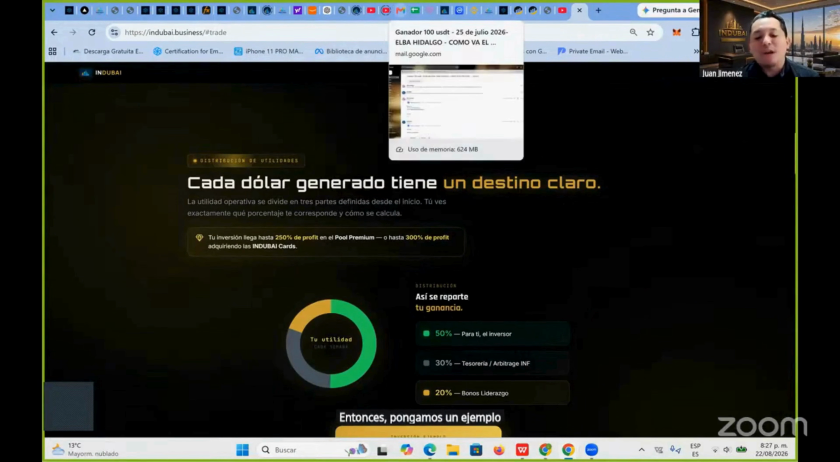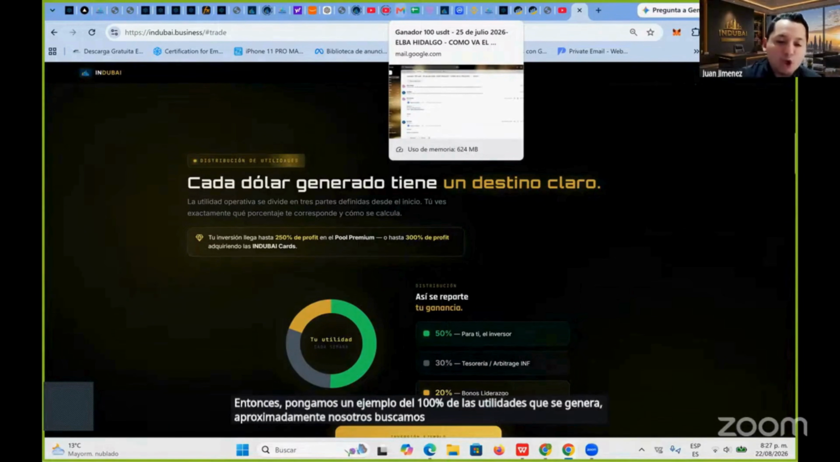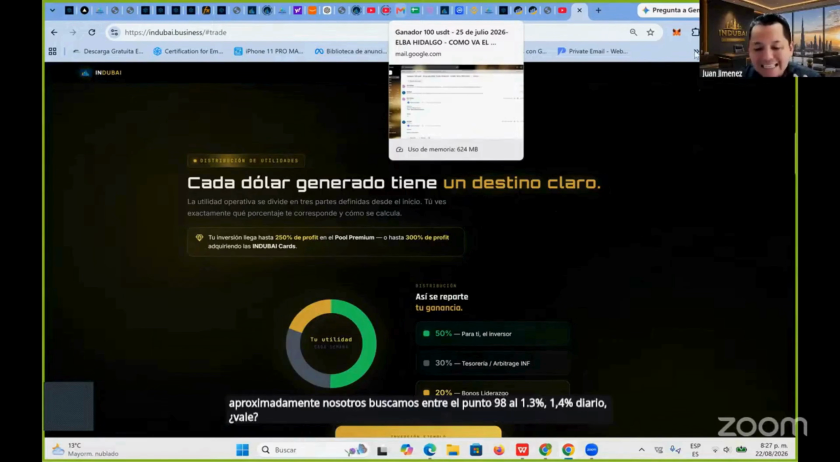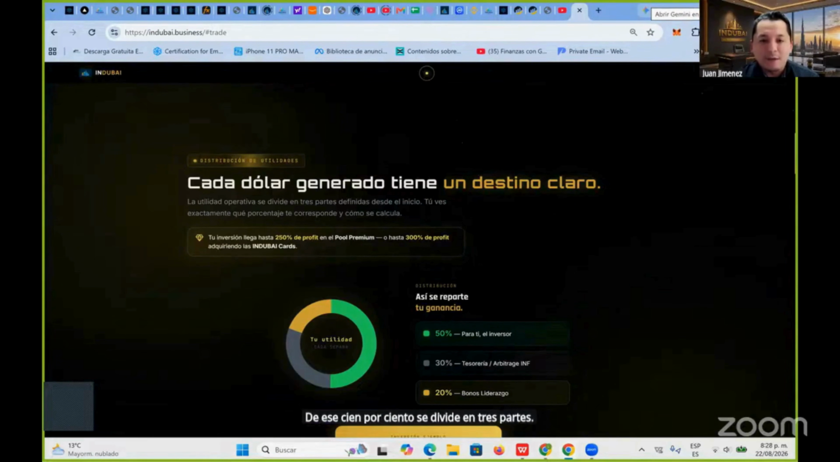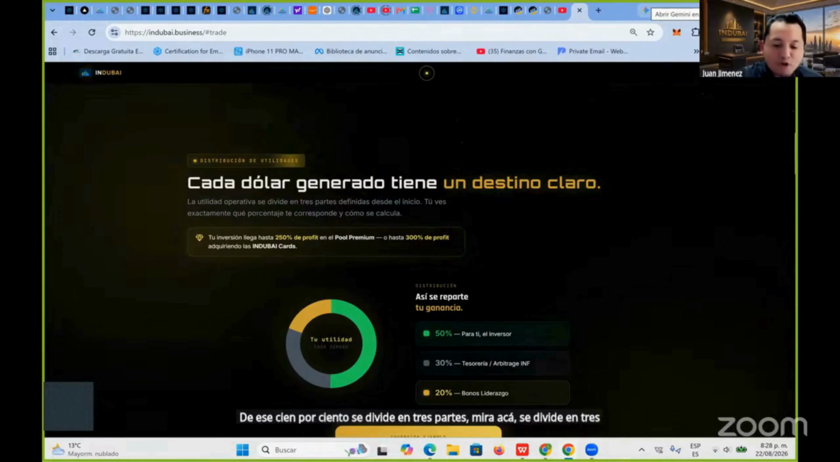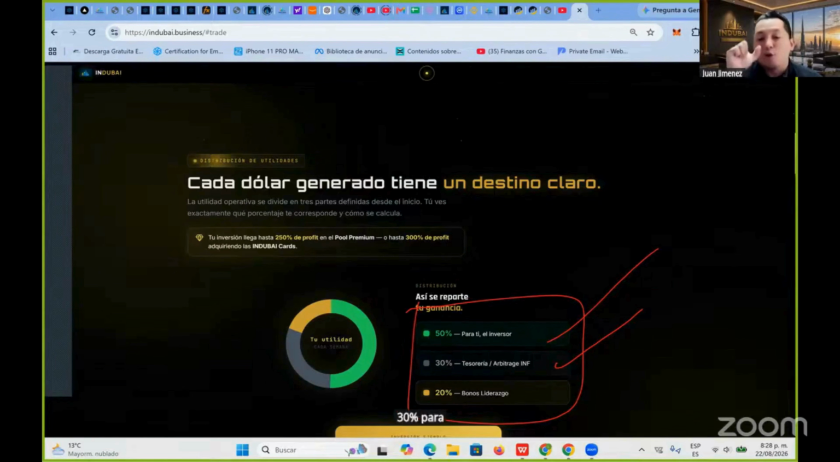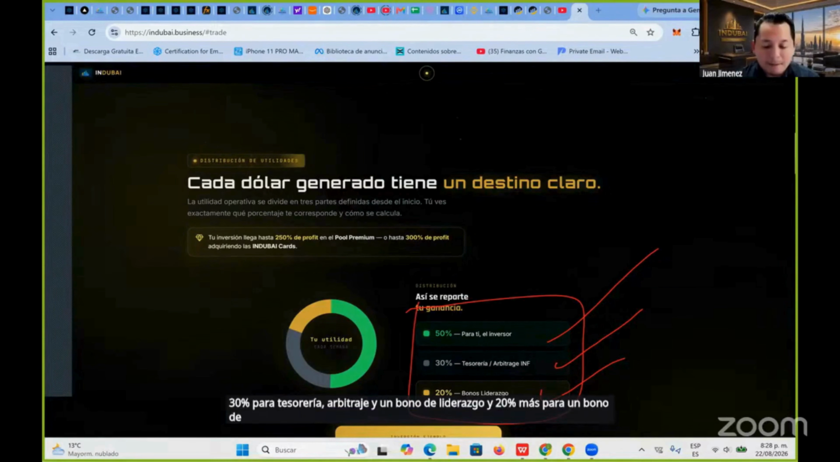Of the 100% of the profits generated, we look for approximately between 0.98% to 1.3%, 1.4% daily, okay? That 100% is divided into three parts. Look here, it is divided into three parts. 50% for the investor, 30% for treasury, arbitrage, and a leadership bonus, and another 20% for a referral bonus, okay? I'll explain that to you in more detail later.